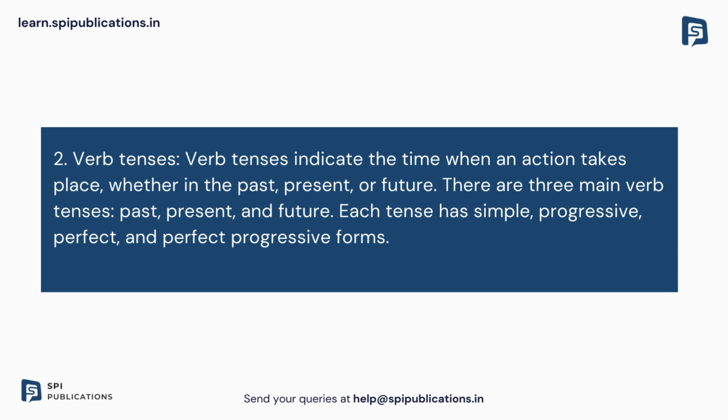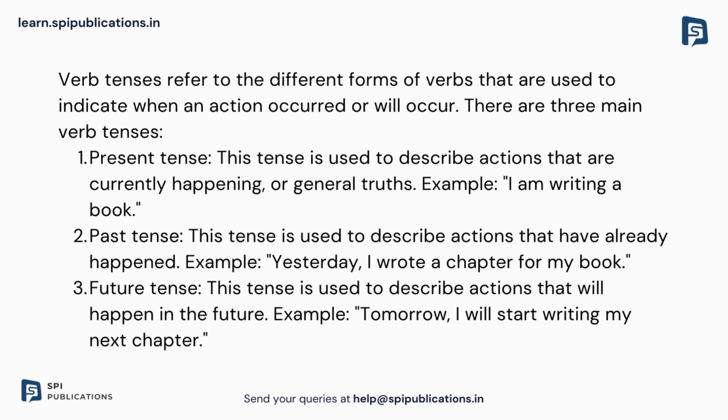2. Verb tenses. Verb tenses indicate the time when an action takes place, whether in the past, present, or future. There are 3 main verb tenses: past, present, and future. Each tense has simple, progressive, perfect, and perfect progressive forms. Verb tenses refer to the different forms of verbs that are used to indicate when an action occurred or will occur. There are 3 main verb tenses.